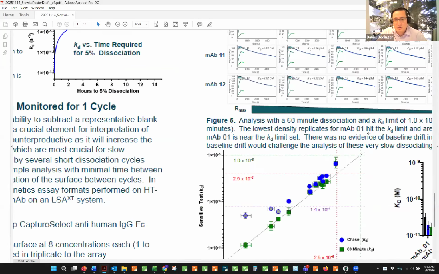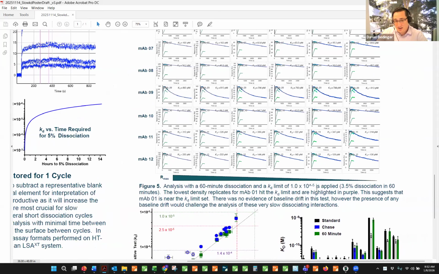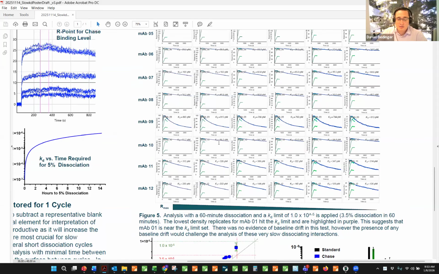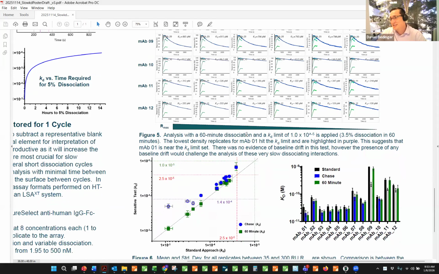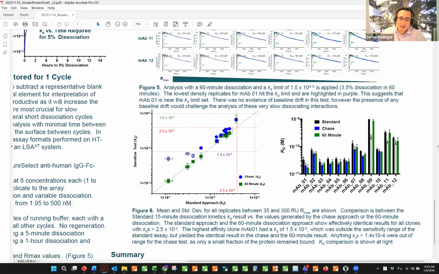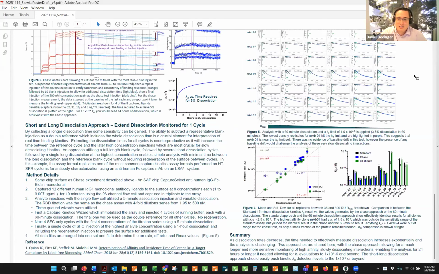And that's, I guess, kind of obvious if you go back to the hour data and look at something like this. This is an hour of dissociation. If you went out to 4 hours, there's nothing left to bind. So the chase approach is very good for looking at very high affinity interactions with very, very long dissociations. But if you have a range of dissociation rates or things that are dissociating more rapidly, something like the 60-minute approach or the standard approach are actually more appropriate, because the chase is not sensitive in these narrower ranges. I think 2 times 10 to the minus 4 was kind of a threshold for it in this experiment. So that is these two approaches in a nutshell.